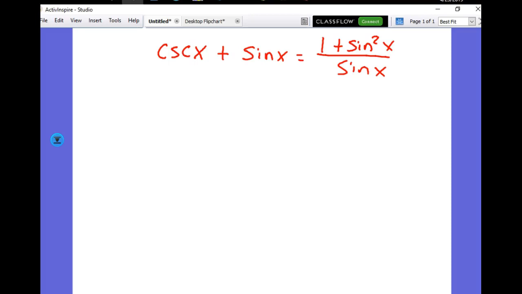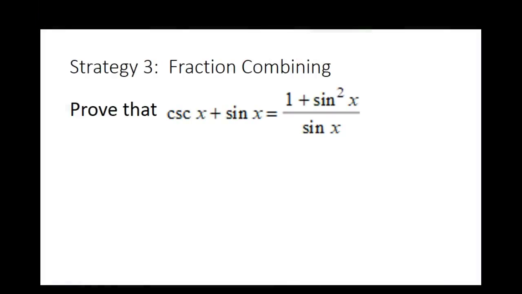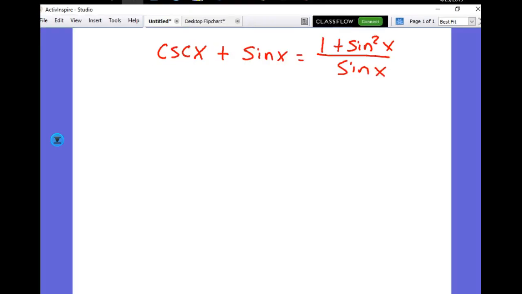All right, so our third strategy, I better have that on the recording, is fraction combining. And you'll see what I mean when we get there. But for now, let's just go ahead and do what we already know. We already know we want to change everything into sine and cosine.